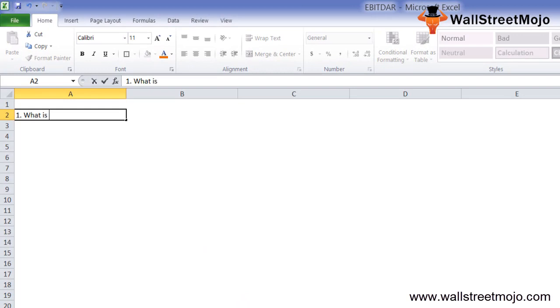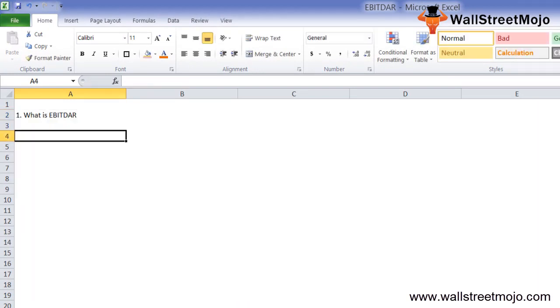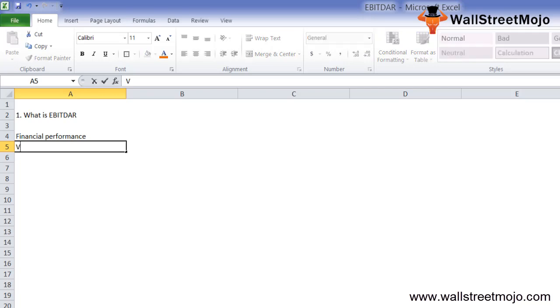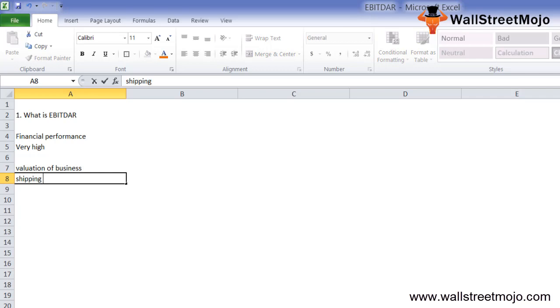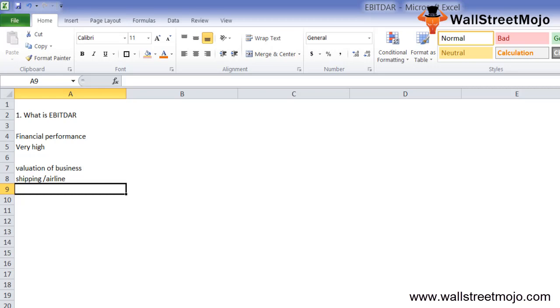So first, what is EBITDAR? Well, EBITDAR is earnings before interest, tax, depreciation, amortization and rent or restructuring. So it is used as a measure for the financial performance of companies where the rent expense is very high. Okay, now this is a very crucial factor in the valuation of a business. Like shipping, you have airline companies, those who need to pay huge rent amounts every year. So they need to take this into consideration.